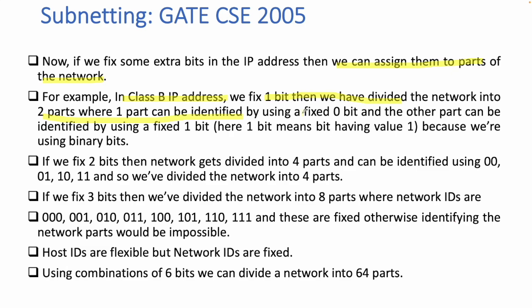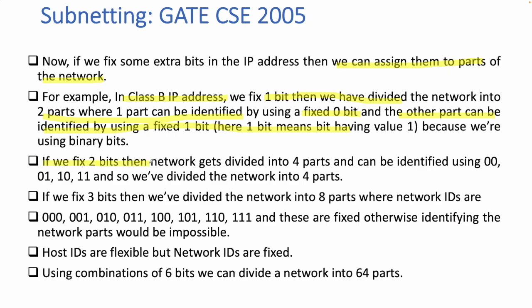One part is identified by a 0 bit, that is its value is represented by 0, and the other part can be identified by a fixed 1 bit, that is 1. So you have basically divided your network into two parts which can be identified. We can only use binary bits. Now your question must be, how can we divide it into further parts? By fixing more bits.